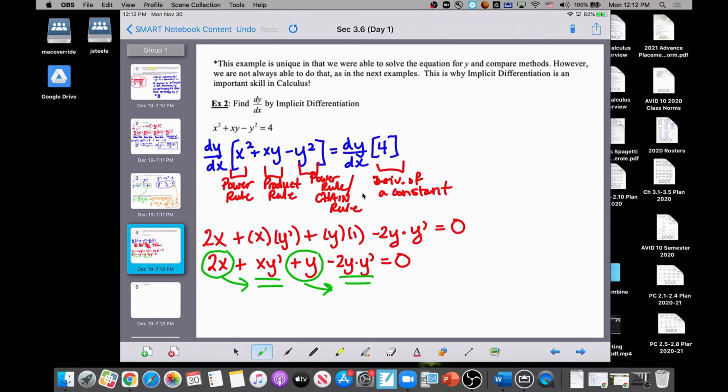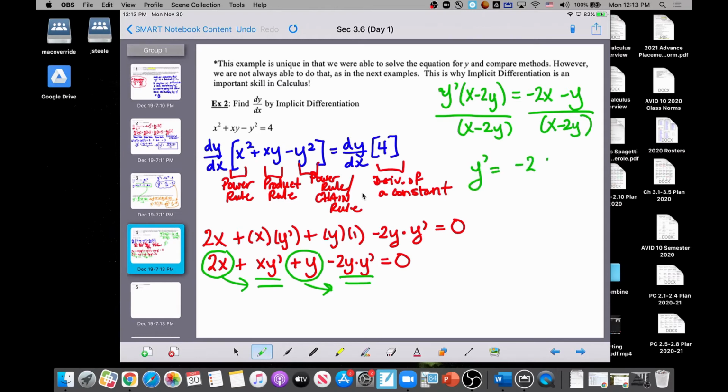So on the left-hand side of xy prime minus 2yy prime, if I factor out the y prime, then I'm going to have x minus 2y. And then on the right-hand side, I'm going to have the negative 2x and the negative y. And then because I'm trying to solve for y prime, that's why I factored it out on the left-hand side. Now I'm going to divide both sides by that factor, x minus 2y. So my answer to my derivative is going to be y prime is equal to negative 2x minus y divided by x minus 2y.